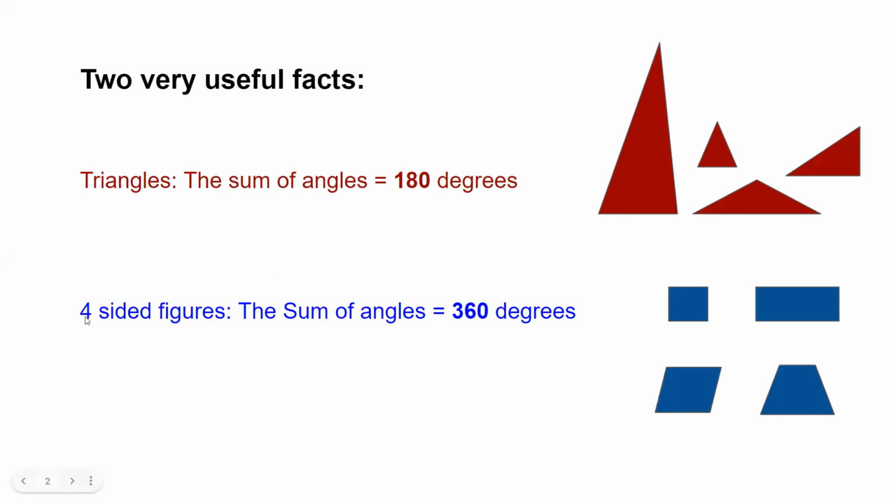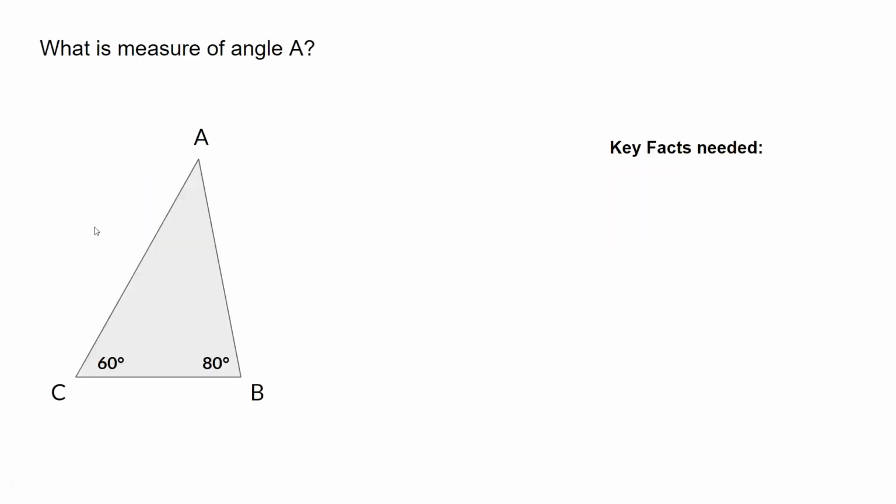In a similar fashion, the sum of all four angles in a four-sided figure, these are all four-sided figures, a square, a rectangle, a parallelogram, a trapezoid, the sum of each of those angles adds up to 360 degrees. So keeping those in mind, let's move forward and do a few examples.